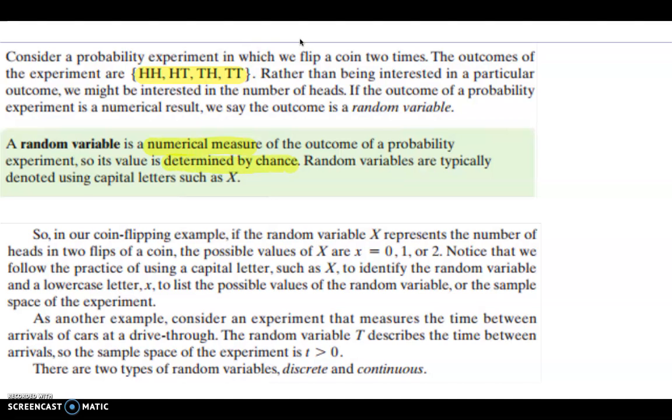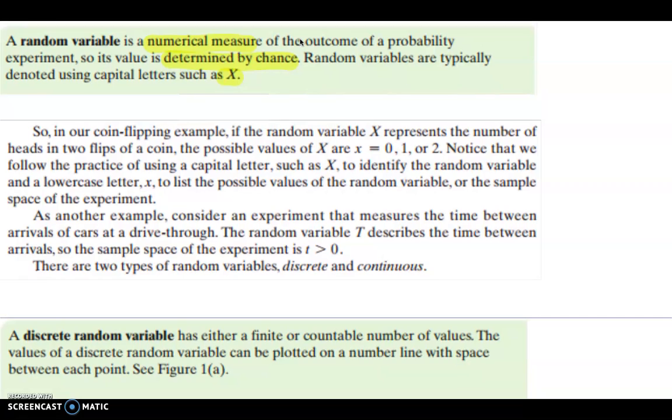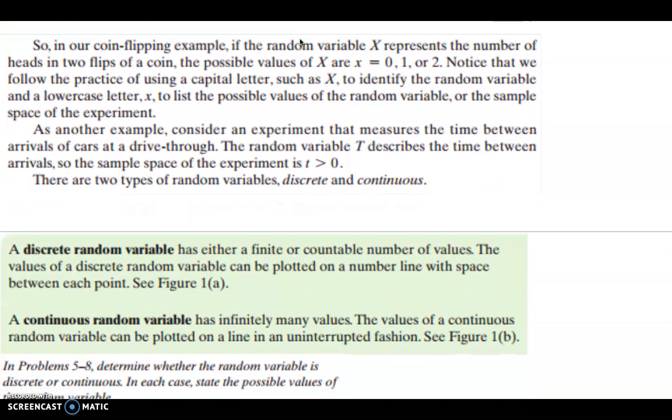And we typically will denote a random variable using a capital letter such as capital X. So when you see those capital letters, that's what we're going to be looking at. But again, random variables, these values, these probabilities are determined by chance. So in our flipping of a coin example, if the random variable X represents the number of heads in 2 flips of a coin, there are some possibilities. You could have 0 heads, 1, or 2.